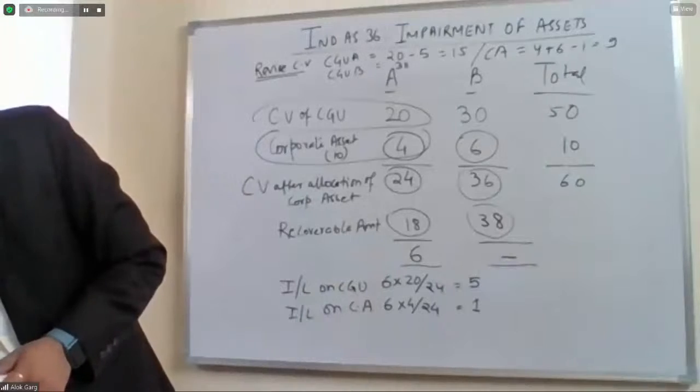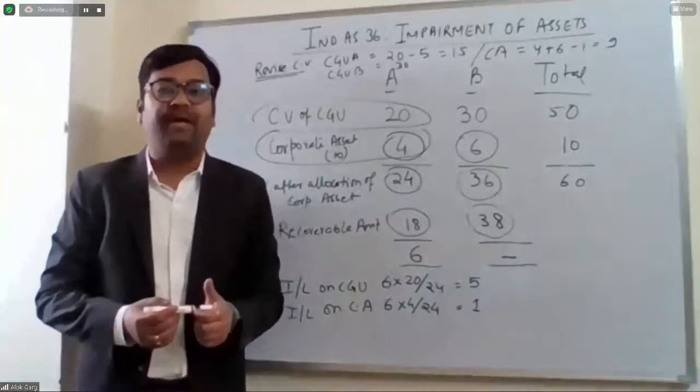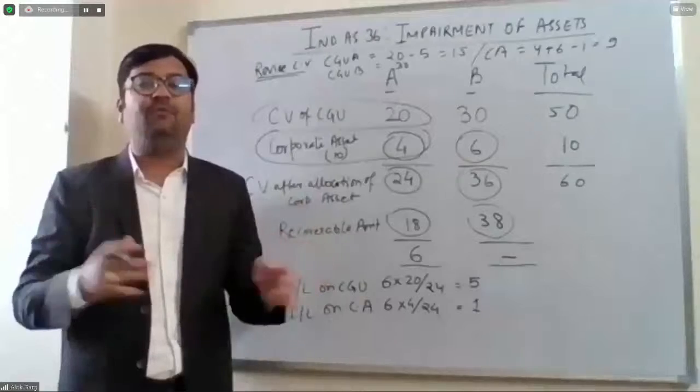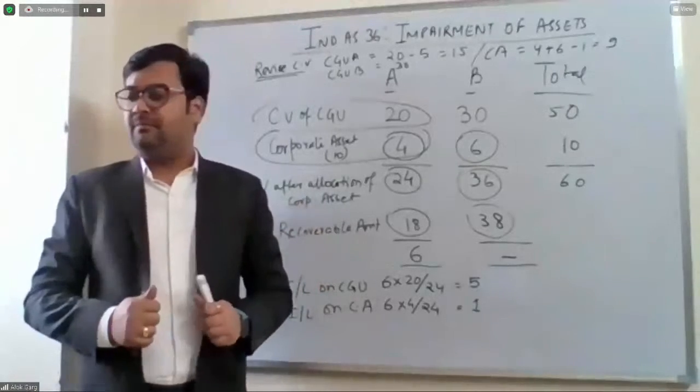So this CGU concept is only for the disclosure, only for the impairment assessment. But in the balance sheet, you will show the assets separately. Is it right?